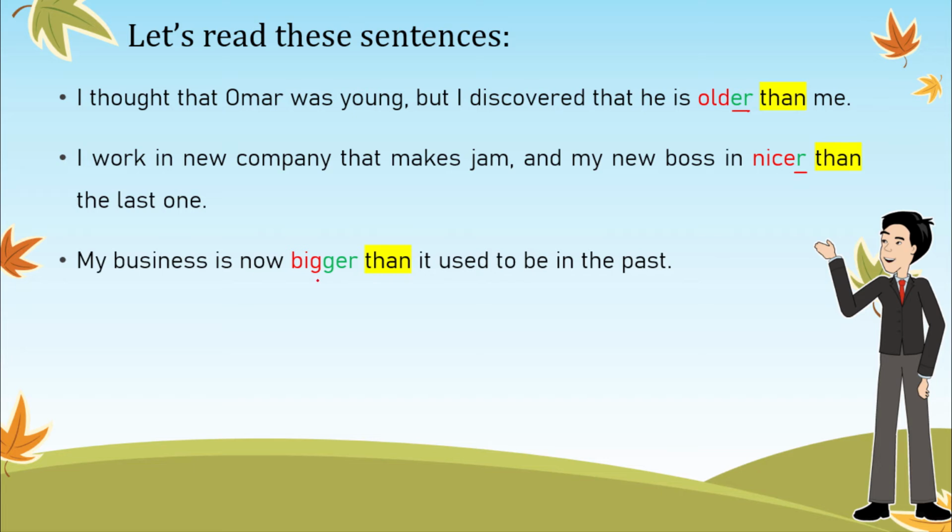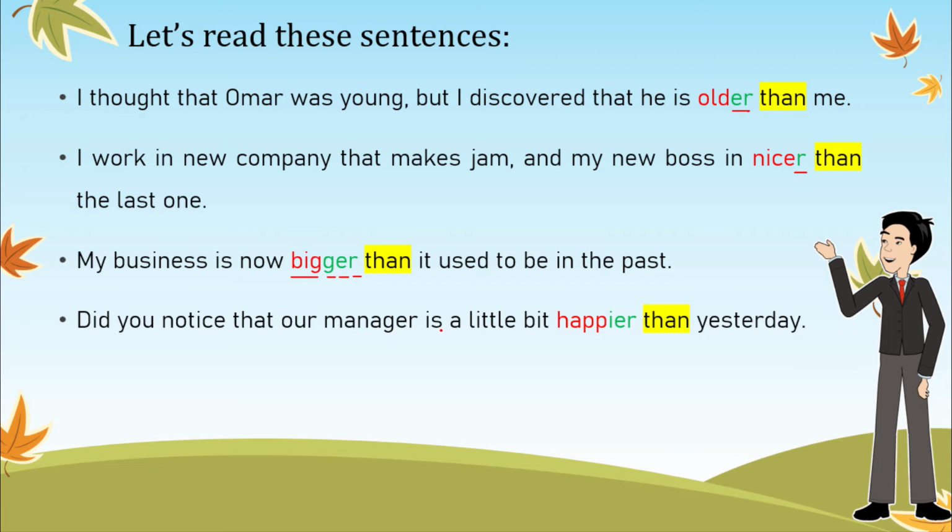Now here we have something else. Here the adjective is big, but we added G-E-R. You see? We added another G, then ER. Another G, then ER. Okay, so this is also very important to remember and keep in mind.